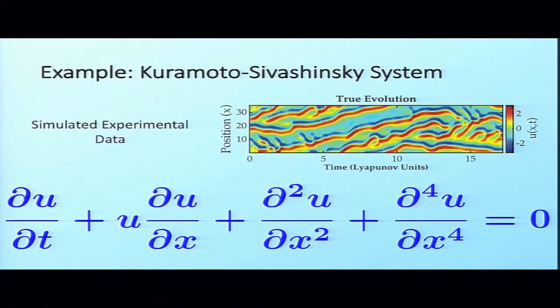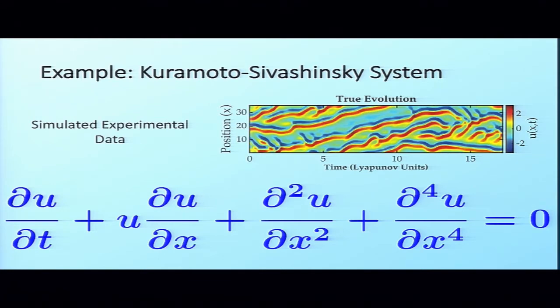So the actual system we're looking at is easier to manage than actual weather data. We're looking at a simulated system based on the Kuramoto-Sivashinsky equation. So this is simulated data, but it is spatiotemporal and chaotic, much like weather.